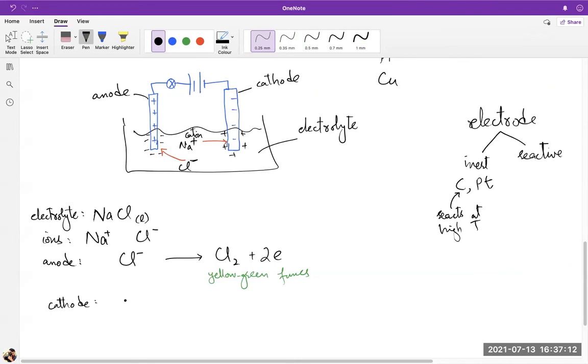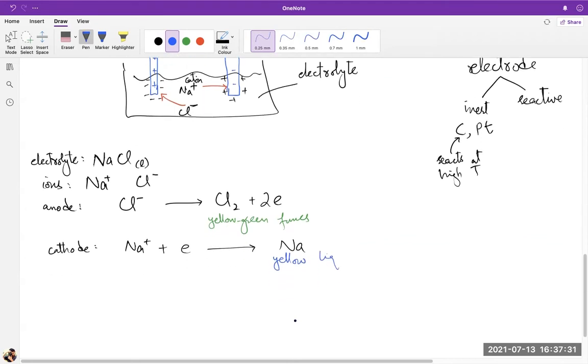So I have a sodium ion that is going to go to the cathode. It's being attracted. It's going to get electrons and become a sodium atom. Sodium is a yellow solid, so I will see yellow liquid. Why? Because the temperature is quite high. But you don't need to know whether it is liquid or solid. You don't need to know that.